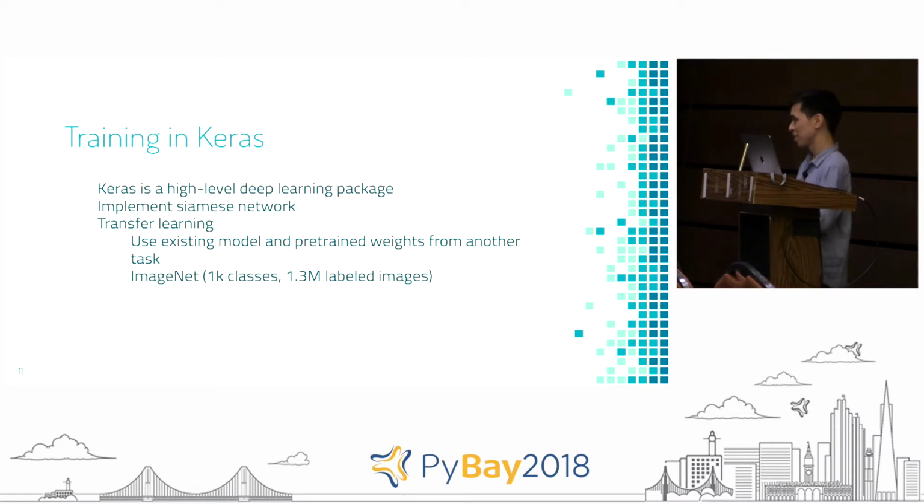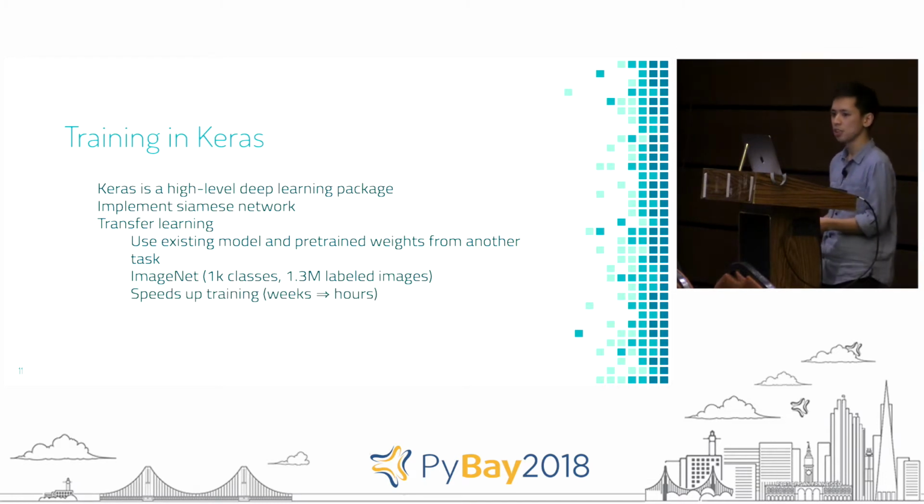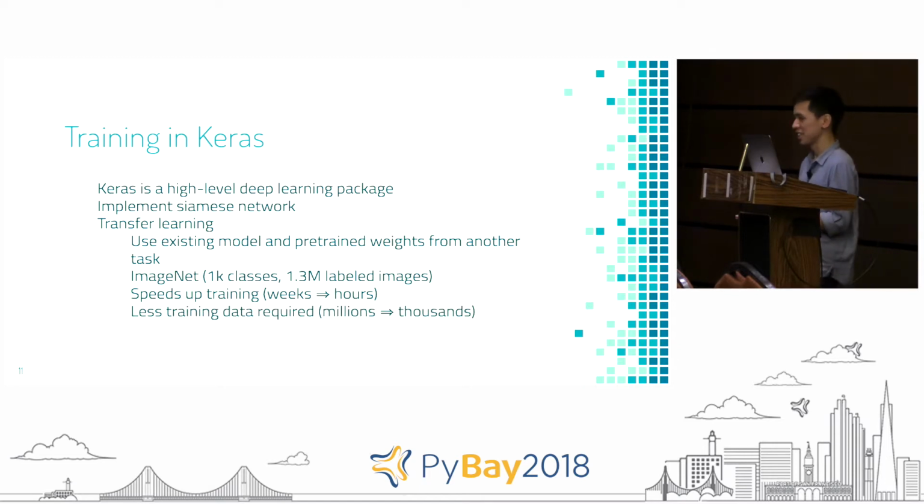So if we start off with another model and we just train on top of it, then we're already at a good starting point. This actually can help you speed up training from a matter of weeks from scratch to a matter of hours. And we also need a lot less data. Instead of needing millions of images, we might only need thousands. This is because when we do transfer learning, the model essentially has already looked at millions of images. So we're just going to fine tune it on our domain set.